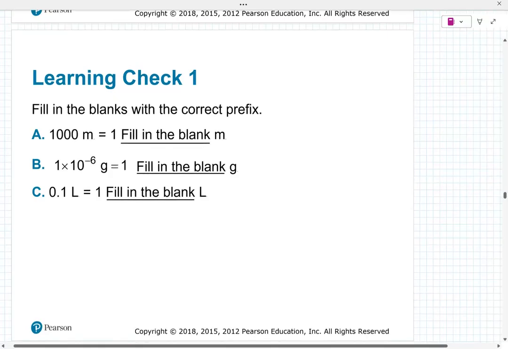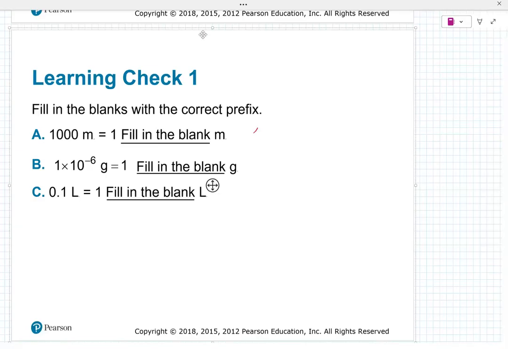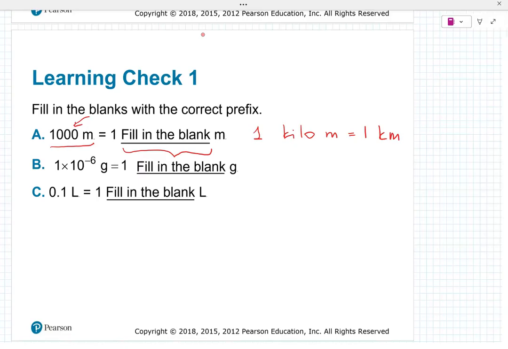So, let's fill in the blanks. 1,000 meters is equivalent to 1 meter. 1,000 meters cannot be equivalent to 1 meter. So what prefix should I use to replace 1,000? Does that make sense? I mean, we don't write kilo, then kilometer. Now this is a decreasing prefix. Do you follow?